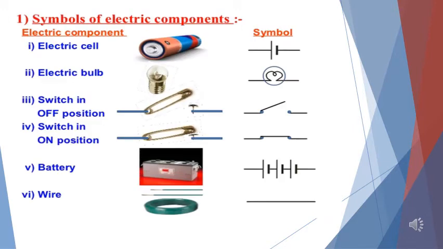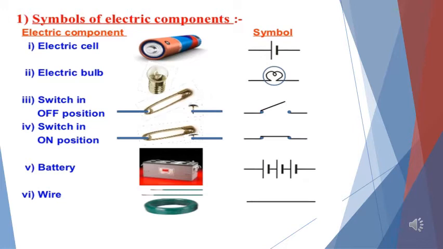Before we learn about the effects of electric current, it is important that we understand the circuit and its symbols. We have already learned about circuits and its symbol in 6th grade. So let us just recall all these symbols. Electric cell is represented by two lines. The bigger line represents the positive terminal and the smaller one represents the negative terminal.